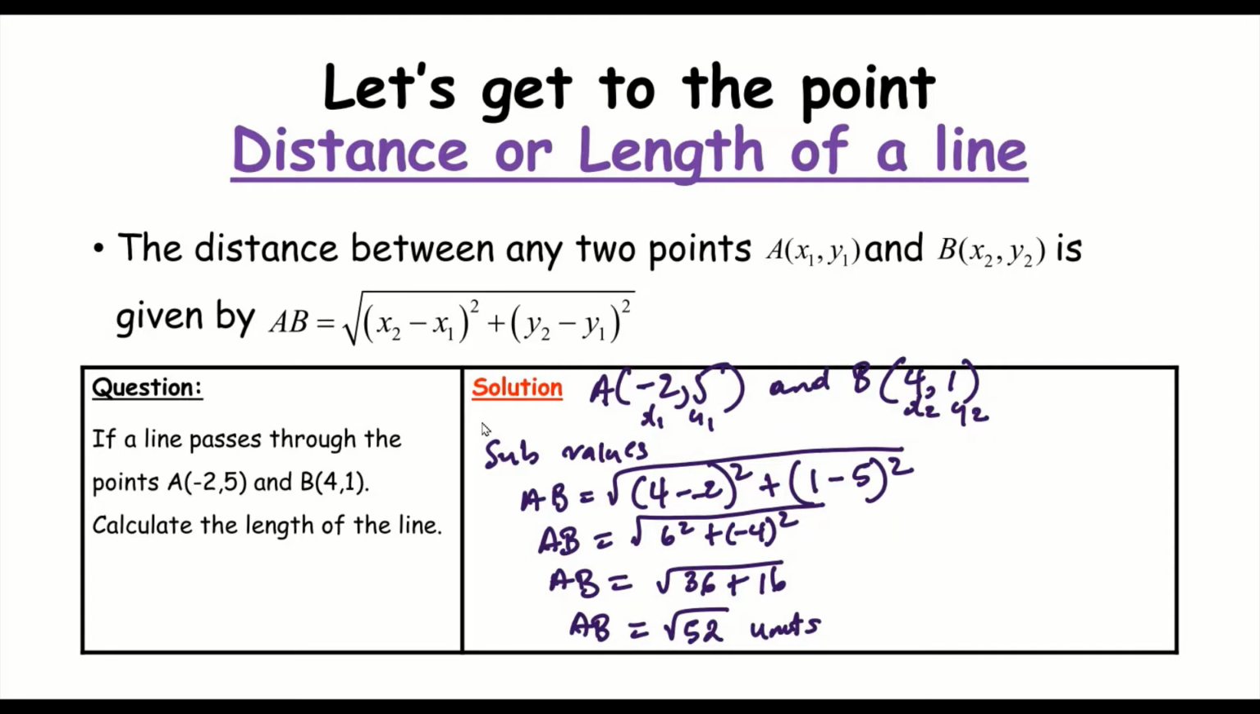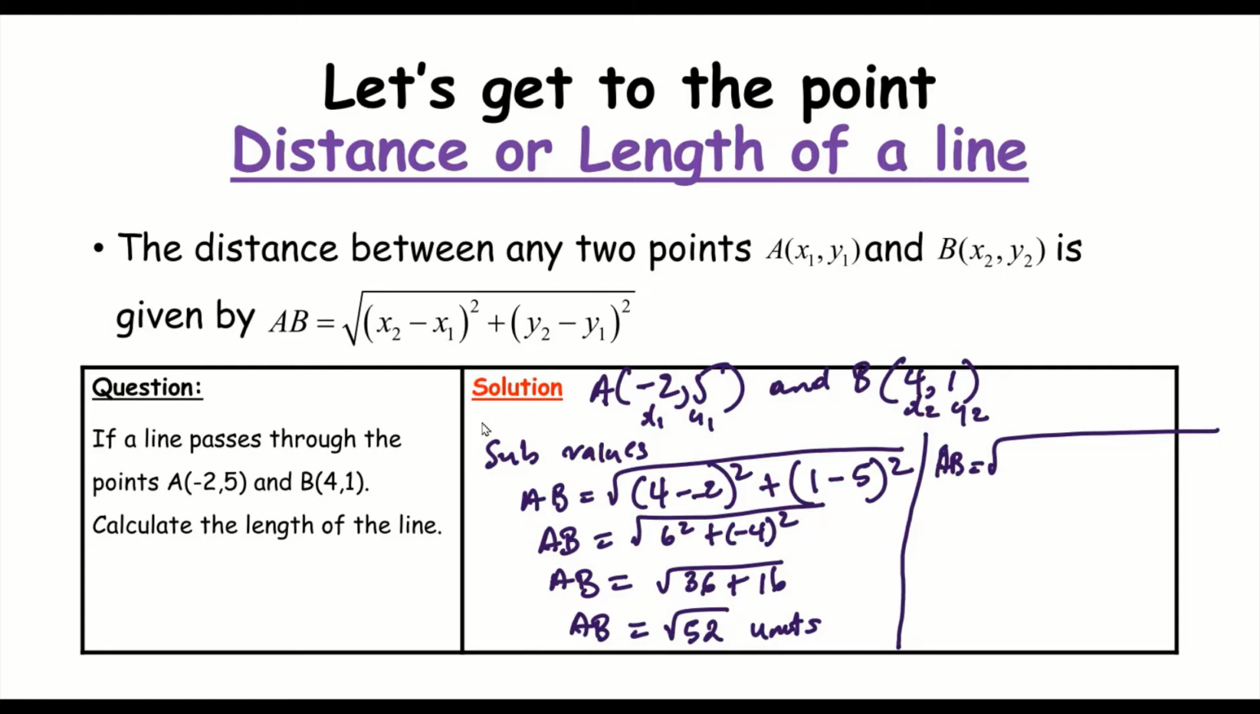Now let us look at what would have happened if we had let x1 go before x2 and y1 go before y2. So we could say AB is equal to the same square root, and this time we're going to say y1 minus y2 and x1 minus x2.